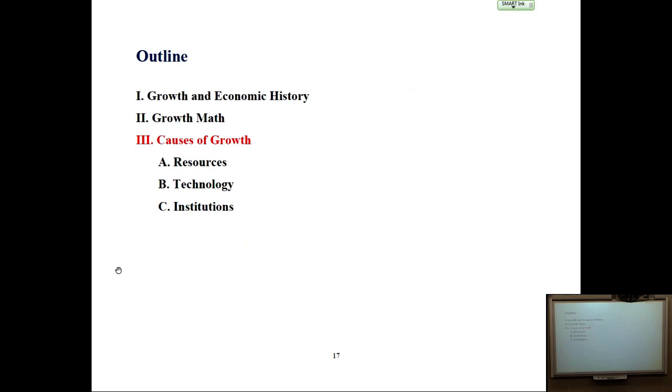That concludes our section on growth math. Now we're going to look at the main causes of growth. As we are well aware, GDP per capita around the world is not at all distributed equally. Some countries like the US are a lot richer than some others. So now we'll explore what causes that to be so. Our main causes are resources, technology, and institutions. Now, we're going to talk about these three factors for the rest of the semester. Make sure that's drilled into your long-run memory.